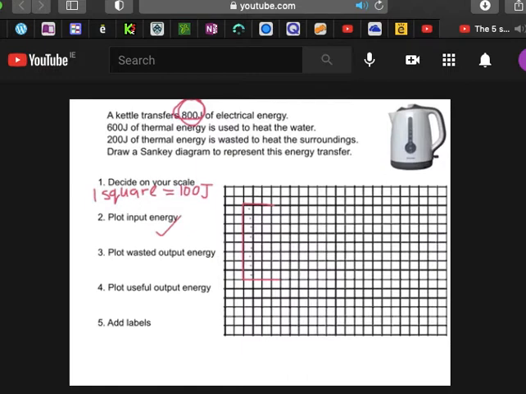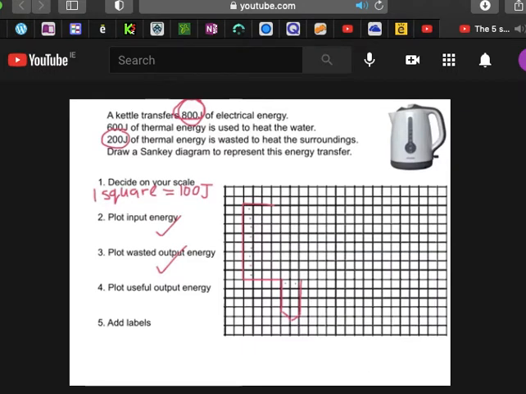Tick off that bit, because we've just done that bit. Next off, we're going to plot the wasted energy. So the wasted energy here is 200 joules. And it's often easier to plot the wasted energy first. And remember that wasted energy needs to point downwards, and it needs to represent 200 joules, which on our scale would be 2 squares. So let's count across. 1, 2 squares there. So this would be part of our Sankey diagram there. Turn it into an arrow. So we plotted the wasted energy outputs now.